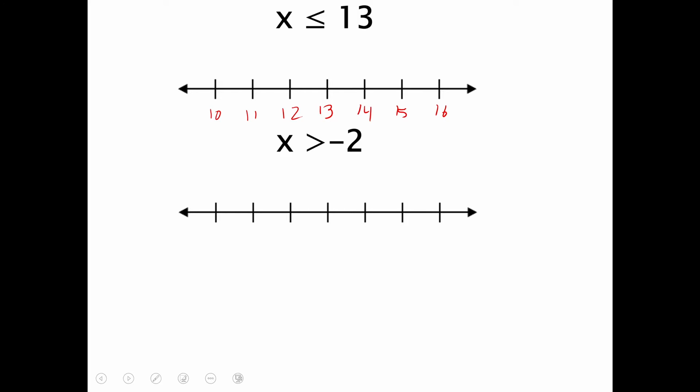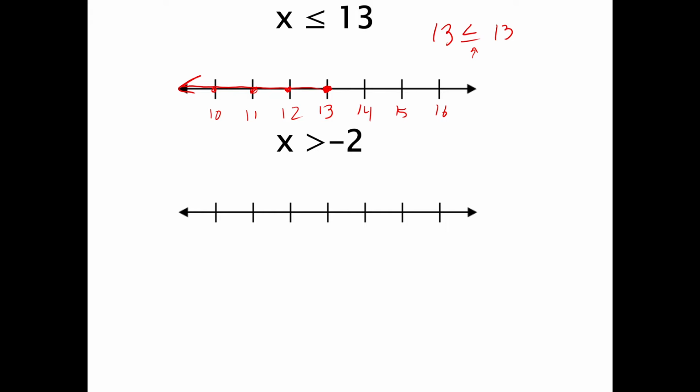The first number I think of is 12. I know that's less than 13. I know 11's less than 13. I know 10's less than 13. Now let's consider 13 for a second. Can I say that 13 is less than or equal to 13? Well, yes, I can. That is a true statement because of that equal to. So I put a closed dot on the 13, and then I take my arrow to the left. All of these numbers on the left are showing the numbers that are less than or equal to 13.